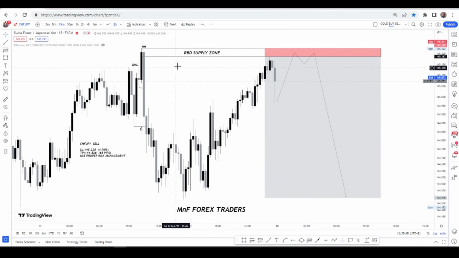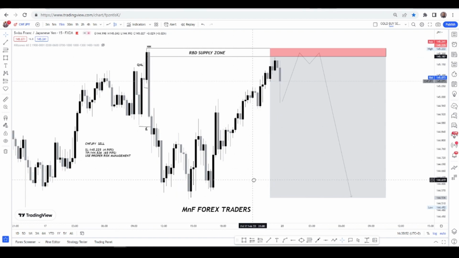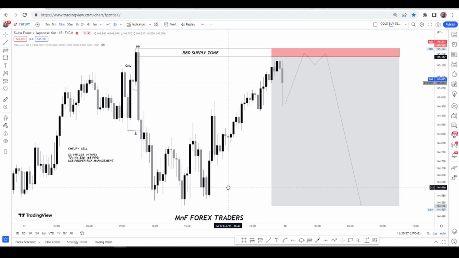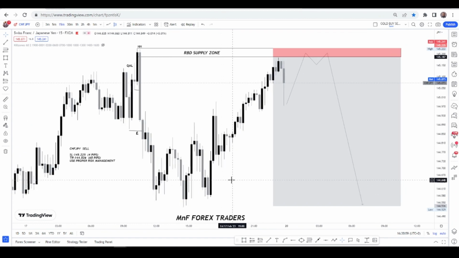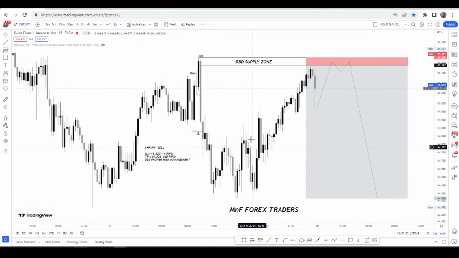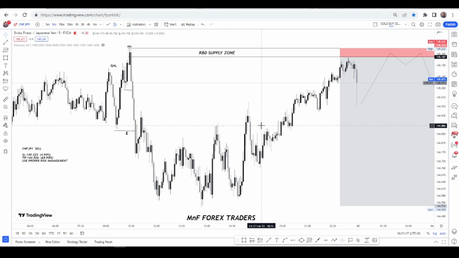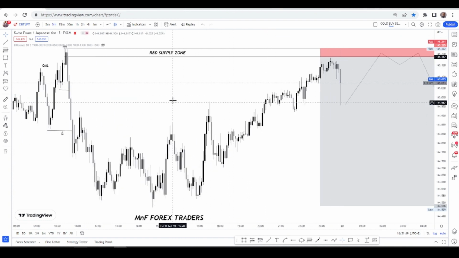Can you spot any form of liquidity on this chart right here, on this setup? I mean, there's a trend line liquidity right below. Maybe, but nearer to the supply zone, no, unless maybe you go to the lower time frame, because there's nothing really there.